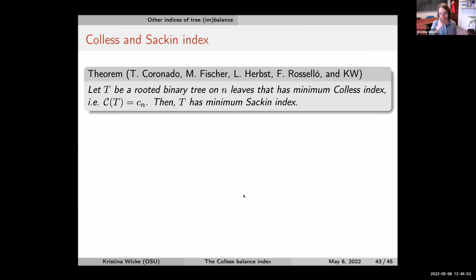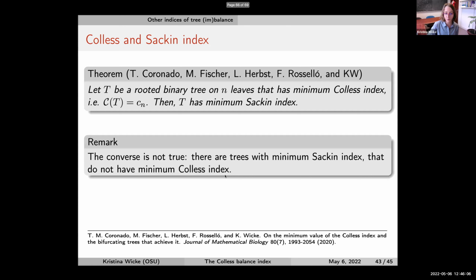So for our question, the question of how these indices relate, what we can show is that if we have a rooted binary tree on n leaves with minimum Colless index, then it will also have minimum Sackin index. The converse, however, is not true. So we can find trees with minimum Sackin index that do not have minimum Colless index.